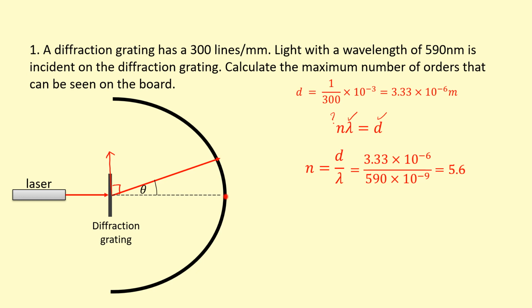So what does this mean? First we're going to have the 0th order here, and then we can have all the way up to here.